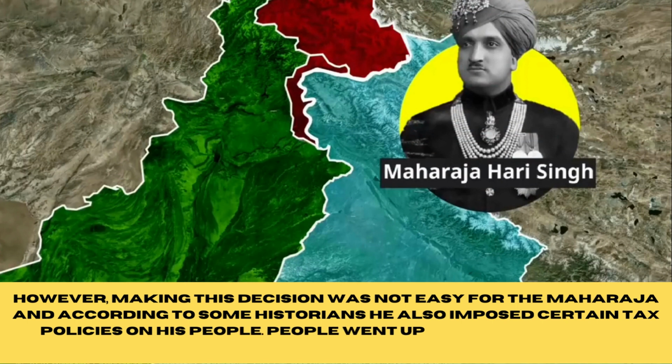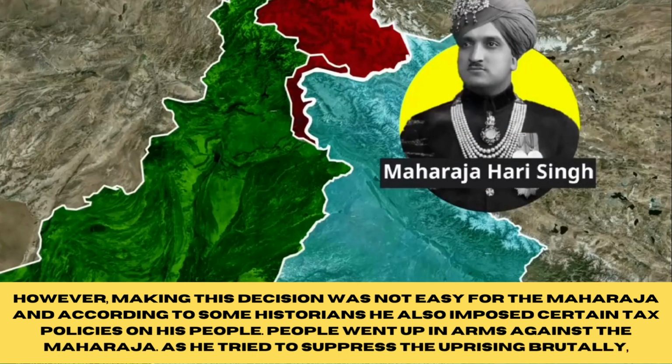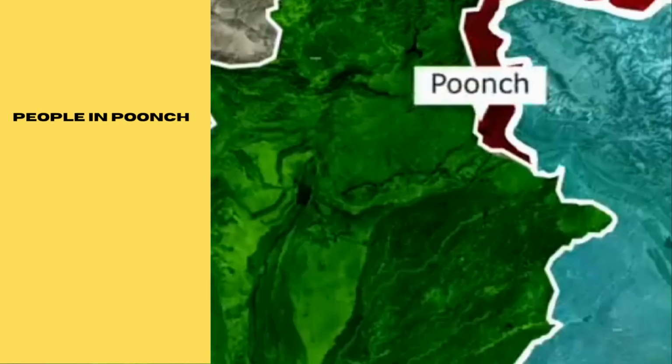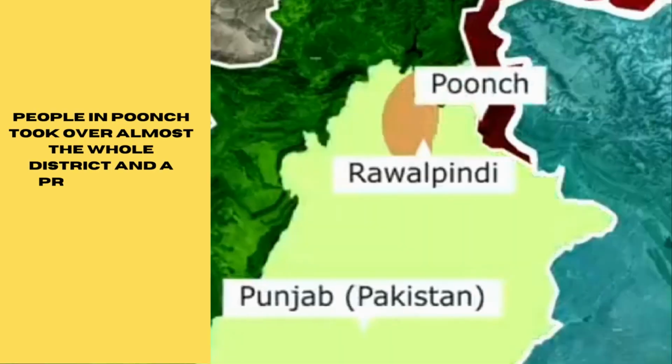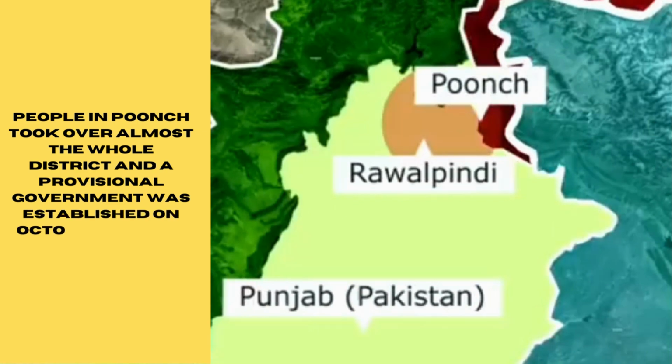However, making this decision was not easy for the Maharaja, and according to some historians, he also imposed certain tax policies on his people. People went up in arms against the Maharaja. As he tried to suppress the uprising brutally, people in Poonch took over almost the whole district and a provisional government was established on October 3, 1947 in Rawalpindi.